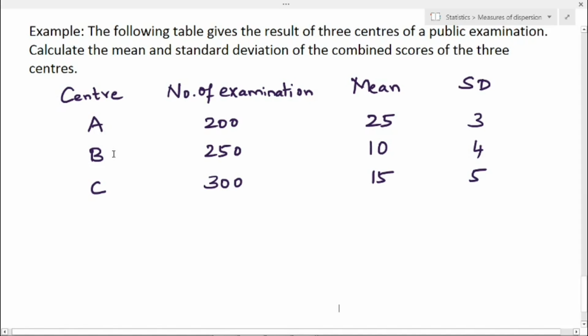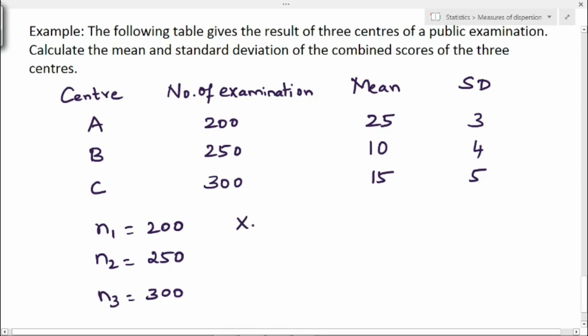Okay. So center A, B, C are given, and number of examinations 200, 250, 300, and mean value, that is 25, 10 and 15, and here we have standard deviation. So sigma value is given, that is 3, 4 and 5. Okay. So now we will write the values. So what is N1? So we have three data, right? N1, N2, N3. So first group, that is A. So N1 value is 200. Second group total value is 250, and N3, that is 300.